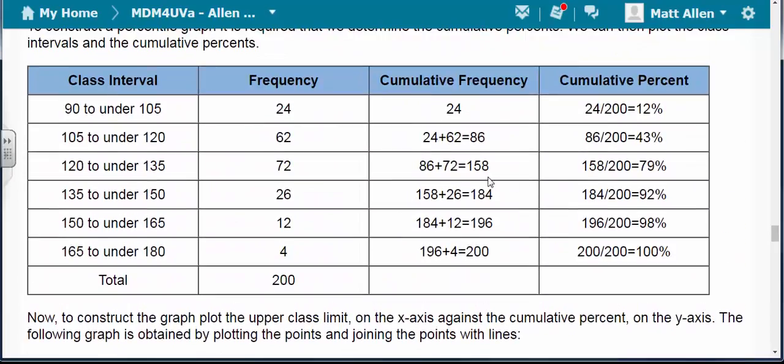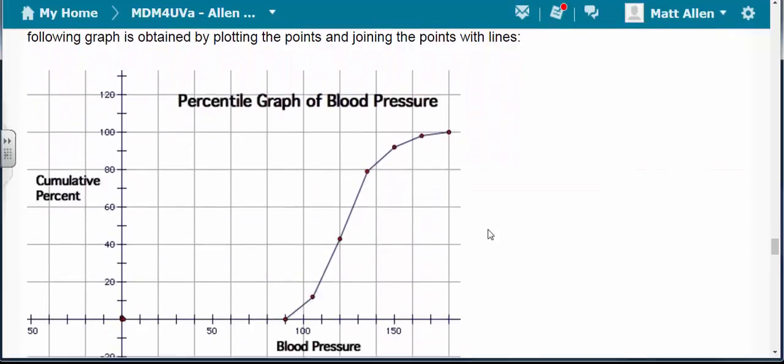And of course, as we continue, the exact same thing goes. When I'm done this group, once these 72 people have been added to my list, I've now covered 158 out of the 200 people, or 79% of the population. Again, if my blood pressure then is at 135, that means that I am in the 79th percentile. It is higher than 79% of the population. And that's what these continue to show.